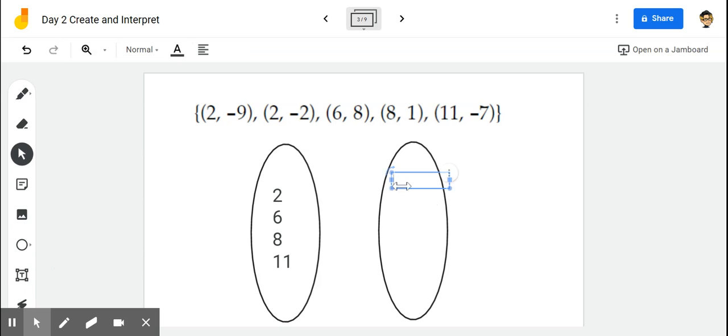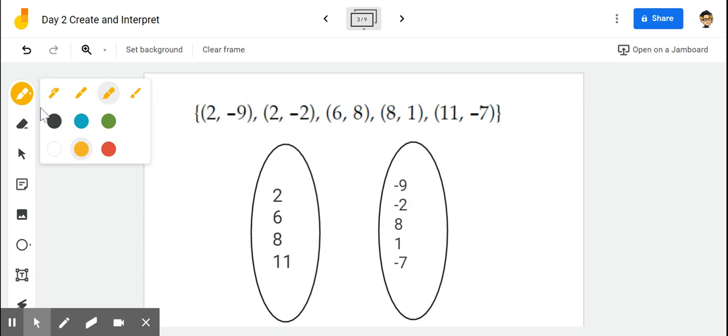Now I'm going to do my y points in the same idea. You don't need to repeat. So I have -9, -2, 8, 1, -7. These are all the y coordinates. And now what I'm going to do is I'm just going to draw lines between them.